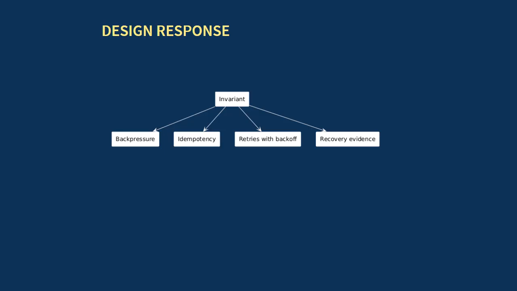The design response starts by naming the protected property: system integrity under pressure. Isn't adding back pressure or retries enough? Not by itself. Each mechanism has a different role. Back pressure, idempotency, retries with back off, and recovery evidence all protect the invariant in different ways, and each one introduces a trade-off.